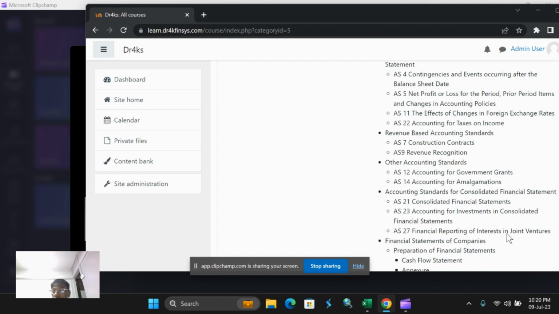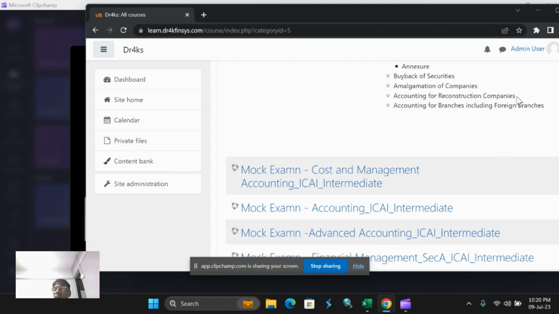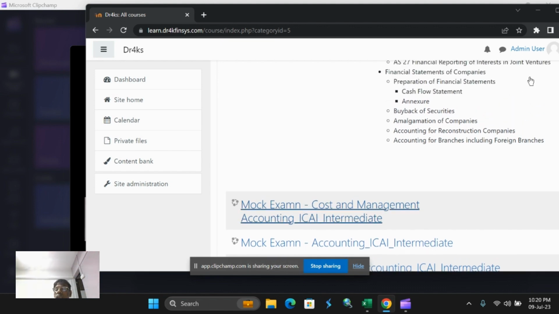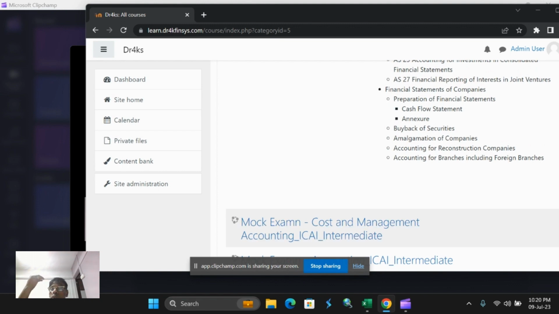And then comes the chapter on preparation of financial statements of companies. So far, we have just been discussing the standards, and now, based on these standards, how the financial statements are prepared. This topic deals in depth with the preparation of the income statement, balance sheet, as well as the cash flow statement and additional information.